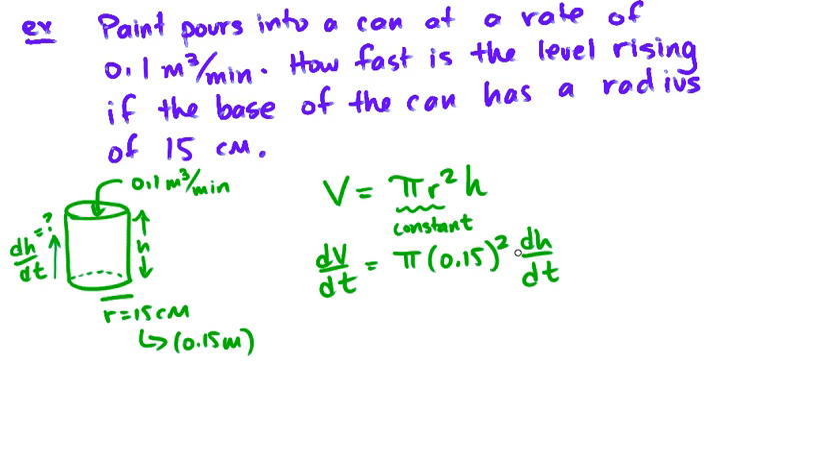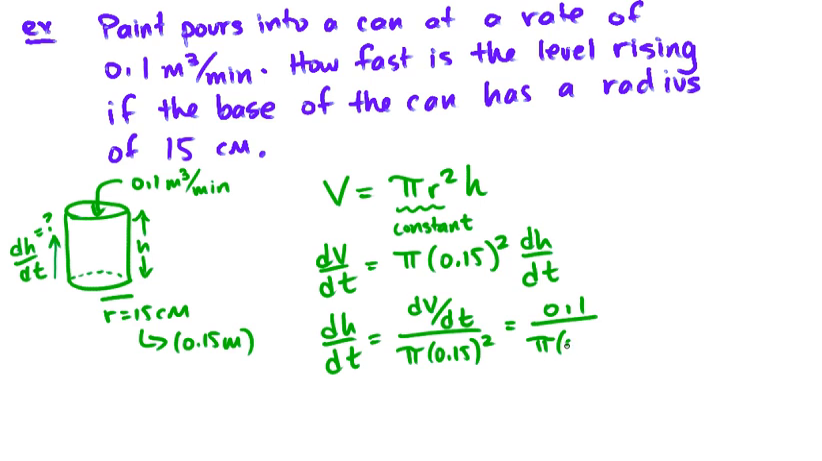I want to solve for dh/dt, so I divide both sides by the pi r squared part, and I get dh/dt is equal to the change in volume over pi times 0.15 squared, which is 0.1 divided by pi times 0.15 squared, which gives me approximately 1.4, and the units are meters per minute.